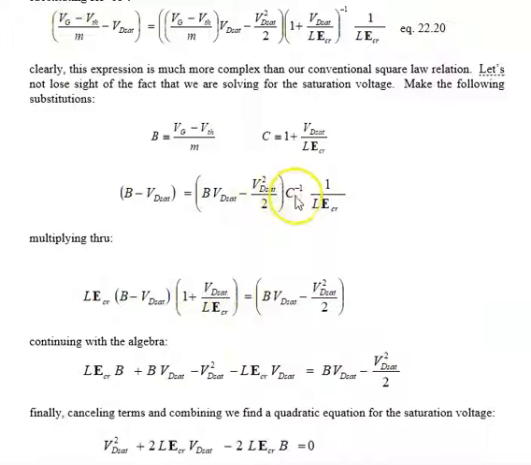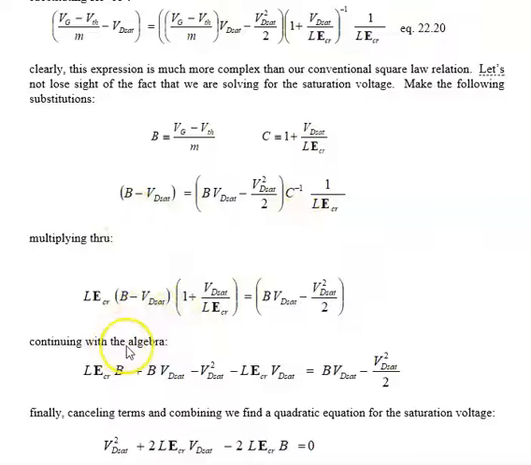Let's see. Because this is C in the denominator, I just bring him over to the left side. This is our C, and that is equal to this: VD sat minus VD sat squared over 2. So this is what remains on the right side after I bring the C to the left.